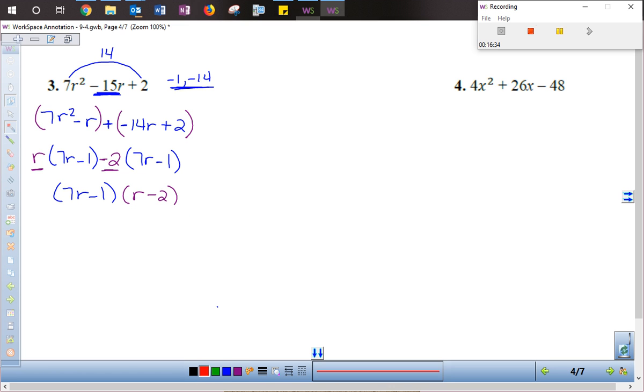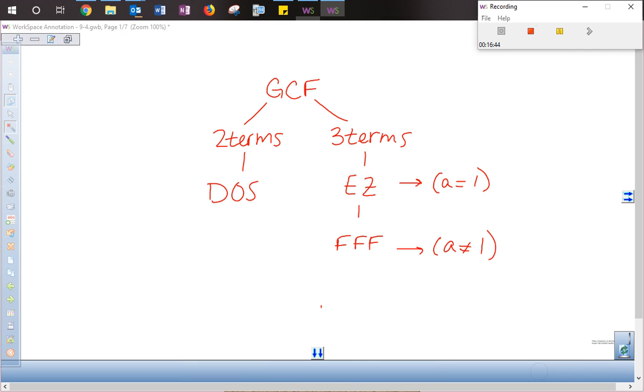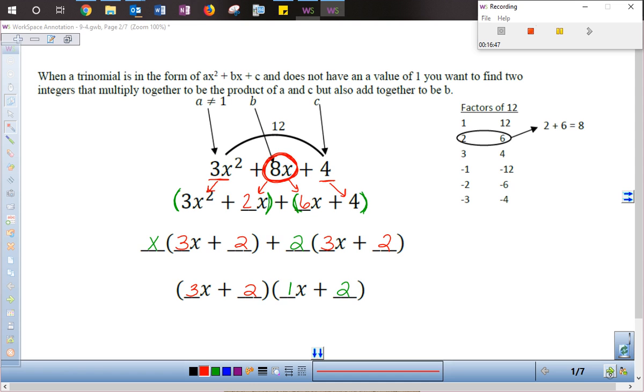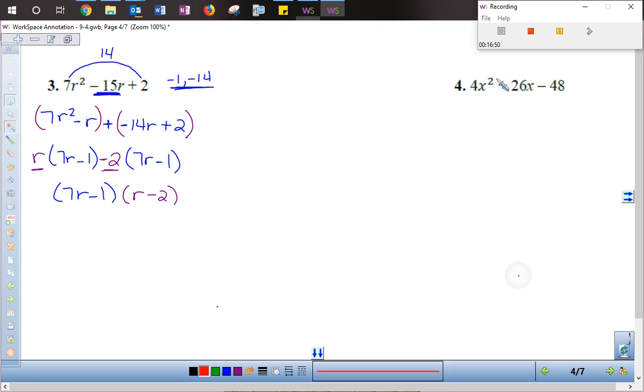I have 4x squared minus 26x minus 48. Now don't forget, when you're factoring, the very first thing we're supposed to be looking for is a greatest common factor. So if I look at number 4, 4x squared, 26x, and negative 48, they all have a common factor of 2. So I'm going to take out that 2 first and see what I have left. If I take out a 2, 4x squared divided by 2 leaves me with 2x squared. 26x divided by 2 leaves me with a 13x. And a negative 48 divided by 2 leaves me with a negative 24.